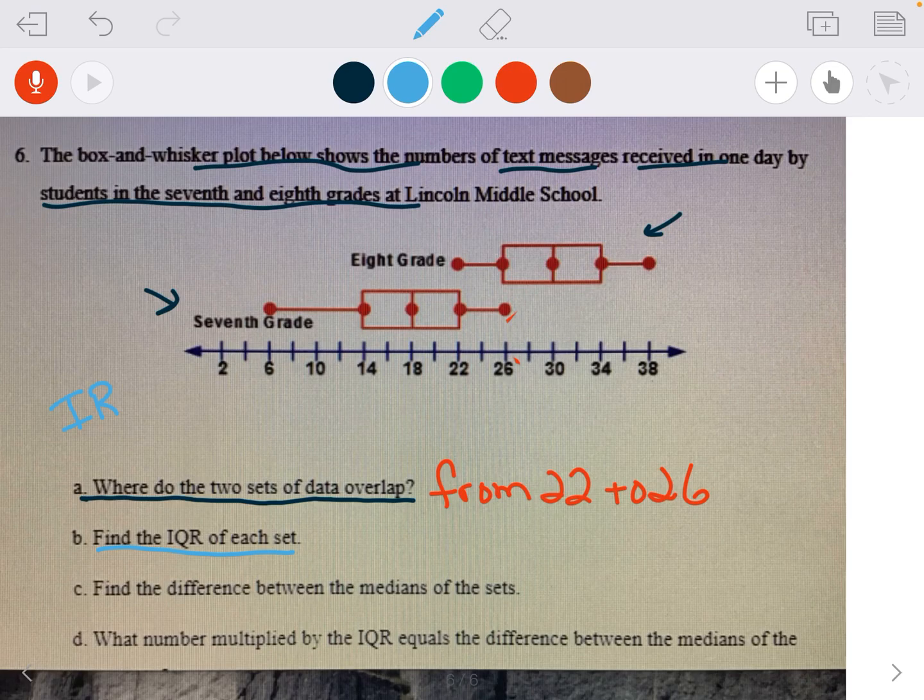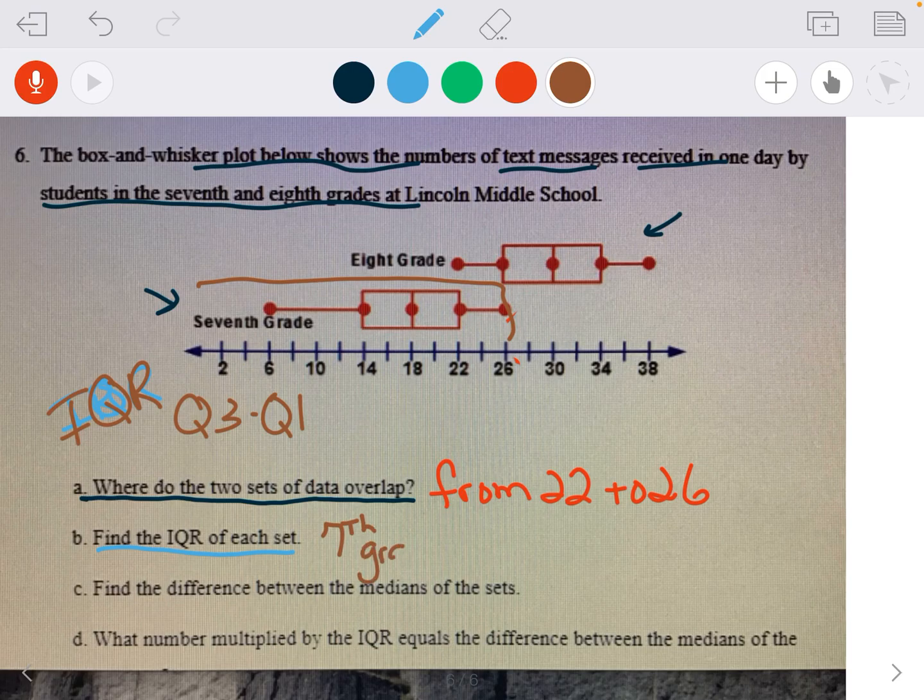Okay, interquartile range, oops, Q range, R. I don't like that color, it's not dark enough. Interquartile range is quartile 3 minus quartile 1. So let's look at 7th grade first. So 7th grade. Quartile 3 is 22, it's right here. Quartile 1 is right here, 14. So 22 minus 14. 22 minus 14 is, you fill in the blank.